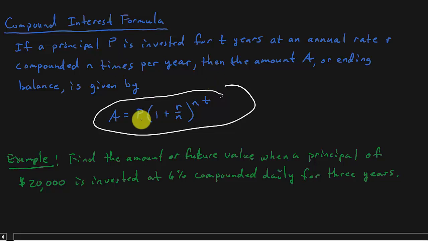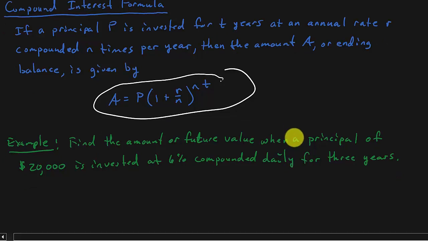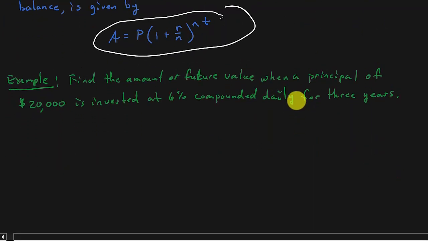All right, so the principal P, that's what P is. T represents the number of years. R is your annual rate of interest. And N is how many times it is compounded per year. Okay. So let's look at an example. We'll learn how to plug this in.